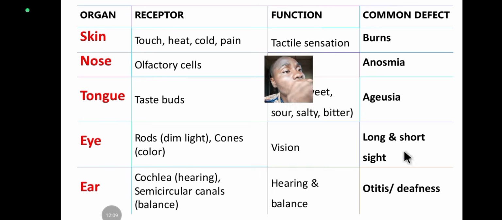All right. The most common defect of the ear is otitis media or otitis interna. It can be otitis media or otitis interna. All right, but just know otitis is one. Another one is deafness. All right, deafness.